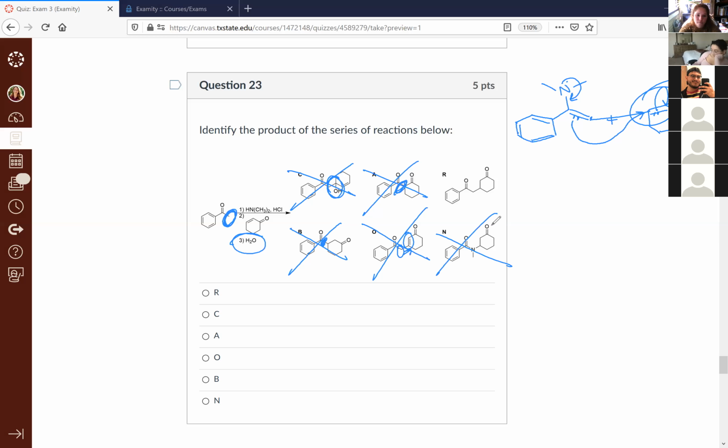Another good starting place would have been counting carbons. That would have eliminated option A, option B, and option N. And you'd be left with option R. So that would have been a good way to narrow it down as well, if you weren't exactly sure what was happening. Does that make sense? Mm-hmm. Okay.